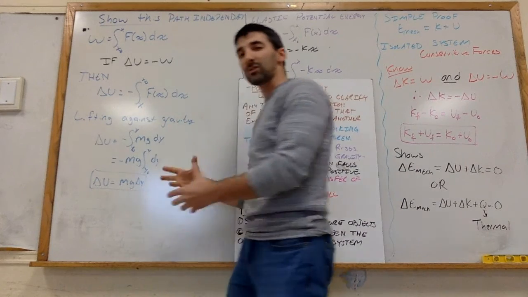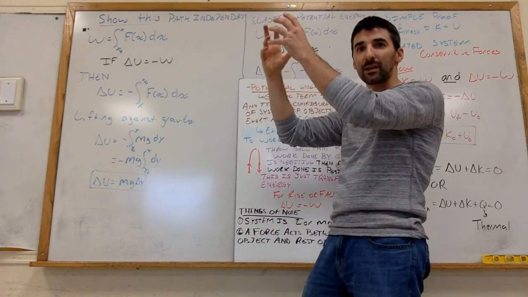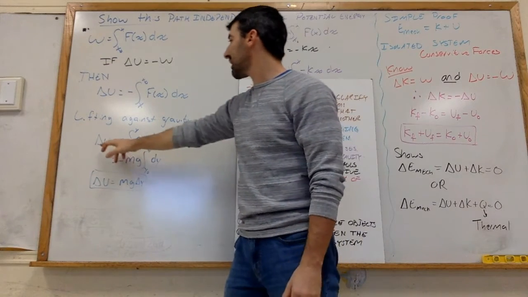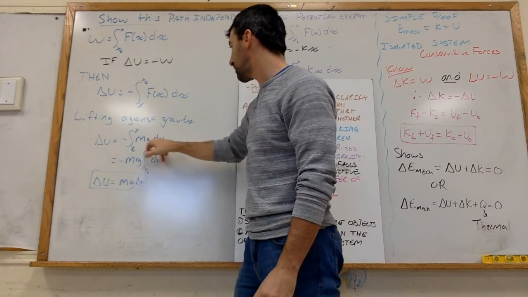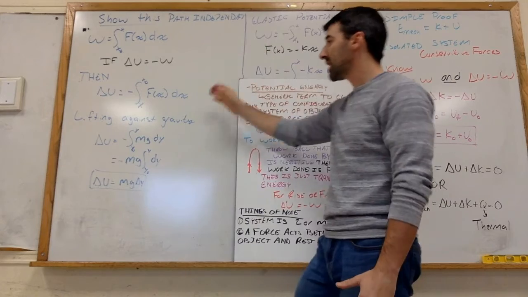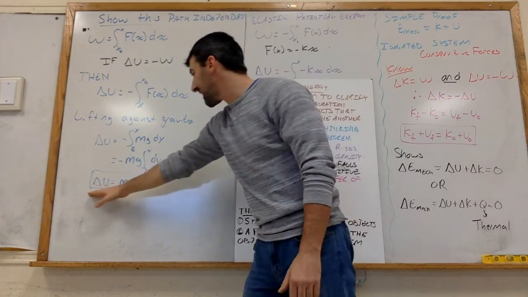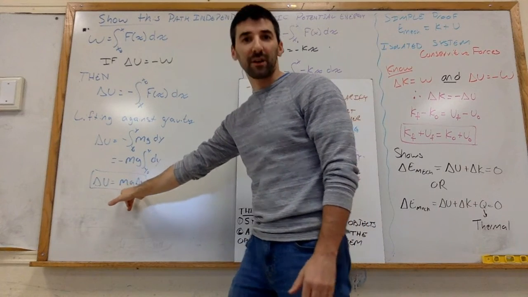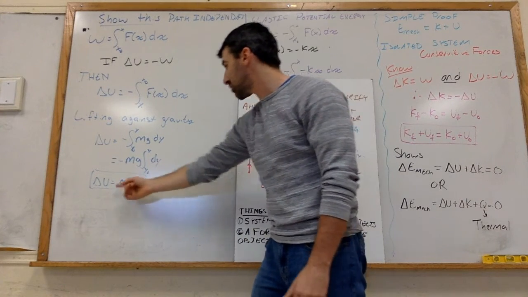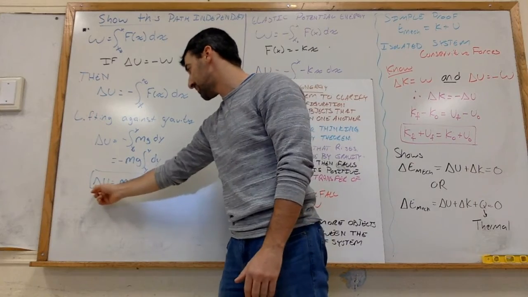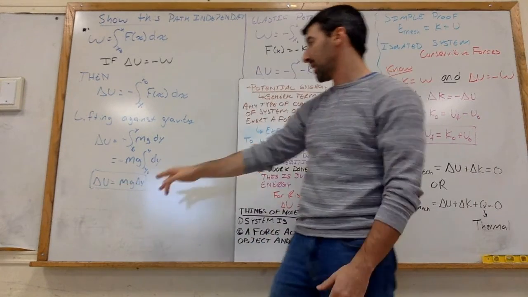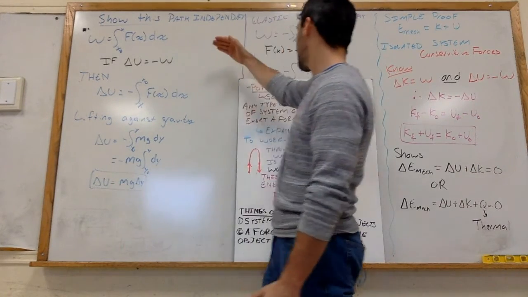If I lift against gravity, so I take an object and I lift that object up into the air, then I'm going to say my change in potential energy is negative the integral of (-mg) dy. I'm going in the y direction. I take out my constants, from my initial to my final position, and I get what looks like our work function from earlier, except now it's a change in potential energy. I know my change in potential energy as I lift something up is mass times gravity times that change in height.